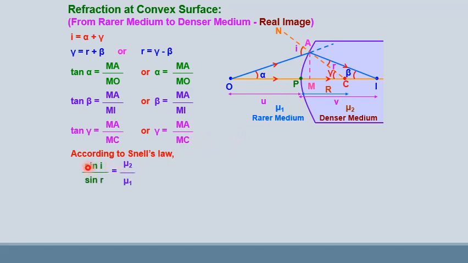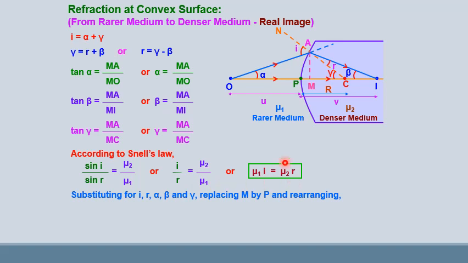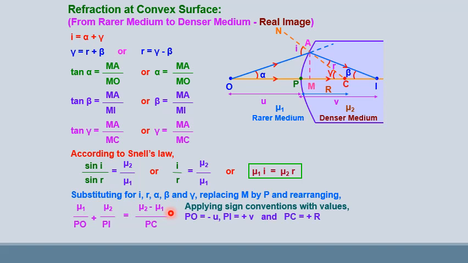According to Snell's law, sin i upon sin r is equal to mu2 upon mu1, or i upon r is equal to mu2 upon mu1, or mu1 into i is equal to mu2 into r. Substituting for i, r, alpha, beta, gamma, replacing M by P and rearranging, mu1 upon PO plus mu2 upon PI is equal to mu2 minus mu1 upon PC. Applying sign convention with values, PO is equal to minus u, PI is equal to plus v and PC is equal to plus R.